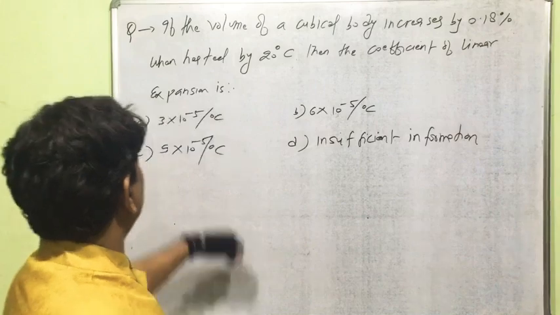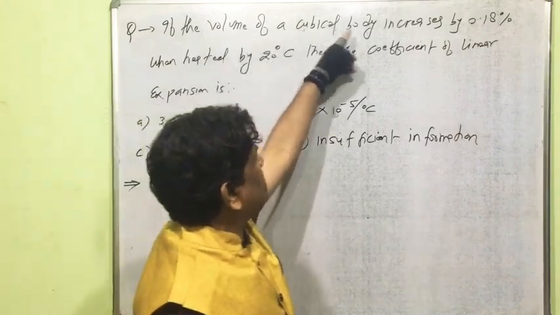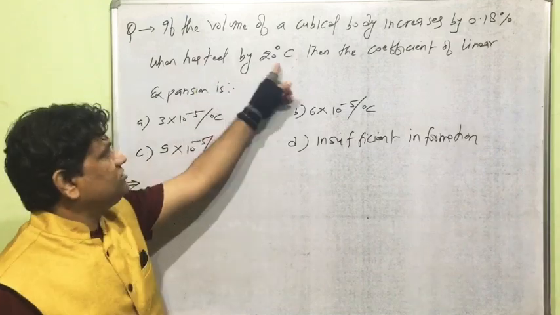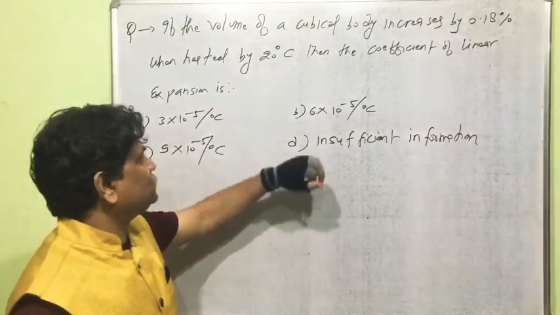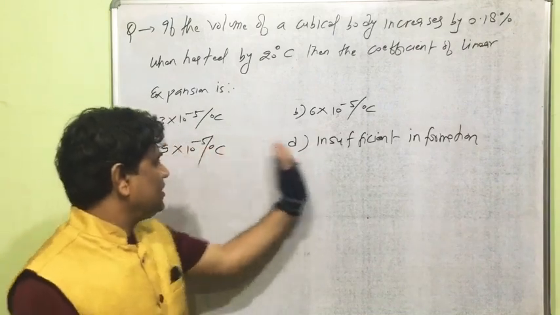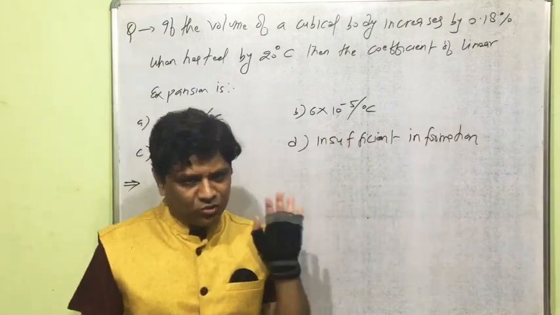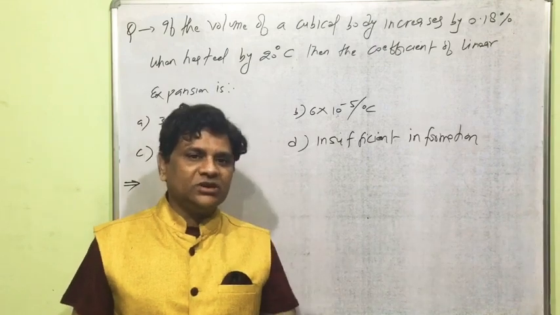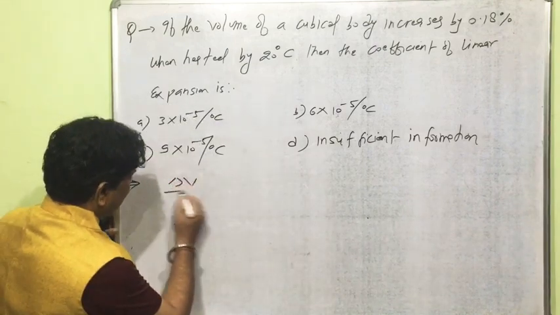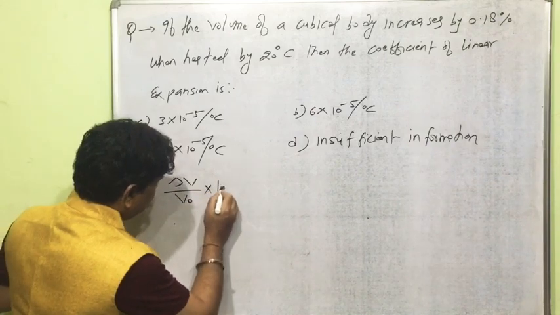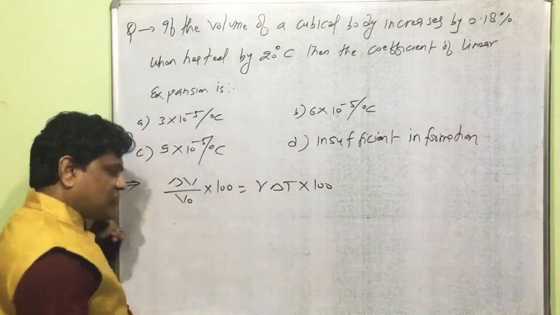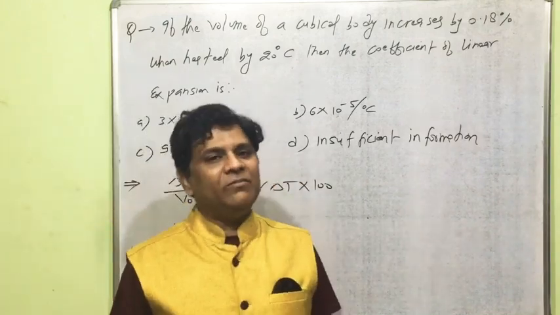Now the next question is, if the volume of a cubical body increases by 0.18% when heated by 20 degrees Celsius, then the coefficient of linear expansion is. Again there are four options given on the board here. Now how to solve the question? We can take the first relation from class here, delta V by V naught into 100 is equal to gamma delta T into 100. This is the required relation by which we can solve our question.